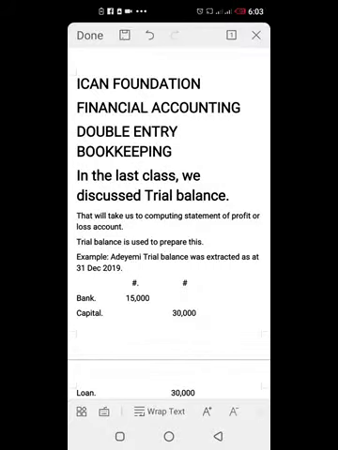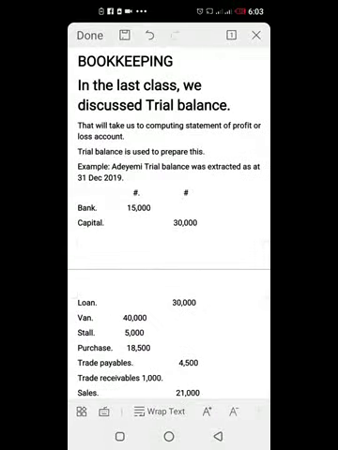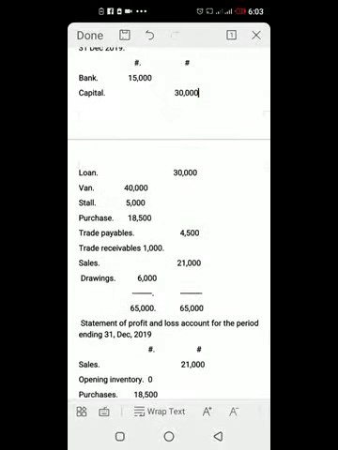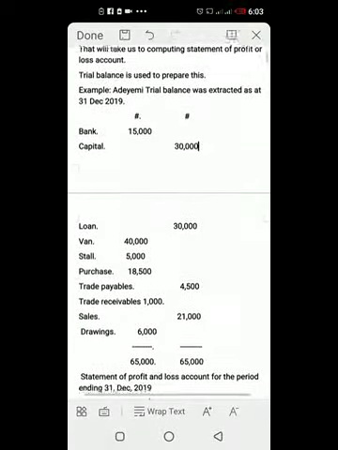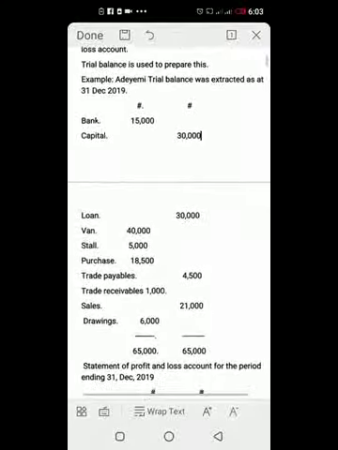In our last class, we discussed trial balance. Now, in this class, we are going to extract the statement of profit and loss account and the statement of financial position from Adeyemi's trial balance. Now, this is Adeyemi's trial balance.